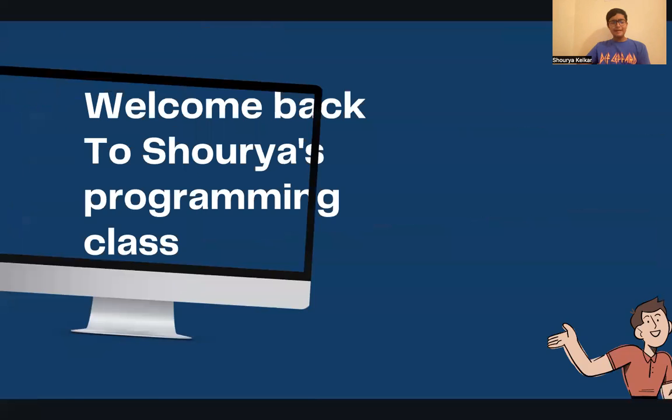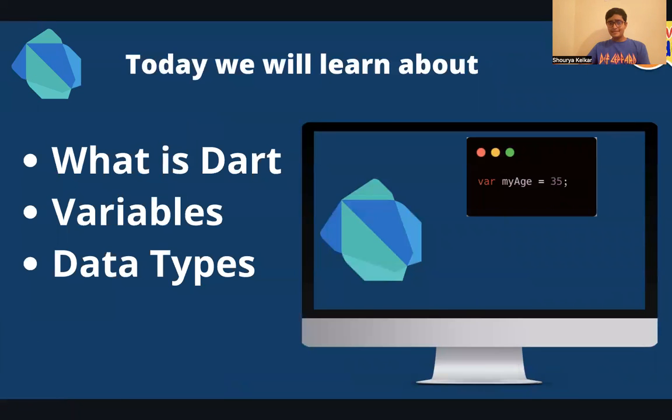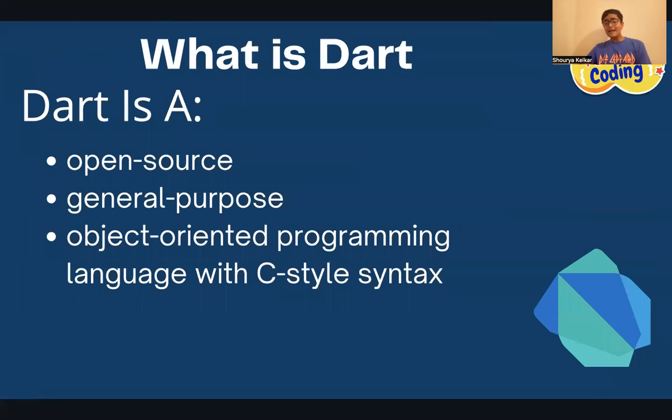My name is Shourya Kelkar and today we'll be learning about Dart basics. What is Dart? Variables in Dart and data types in Dart. So first, what is Dart? Dart is basically an open source, general purpose, object oriented programming language developed by Google in 2011. It shares the C style syntax.